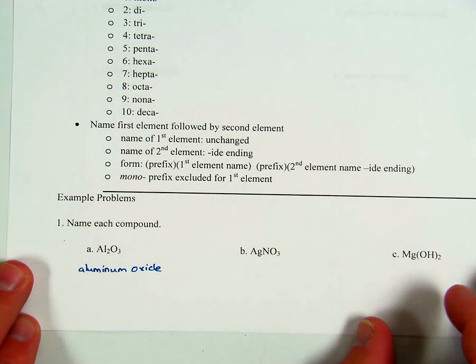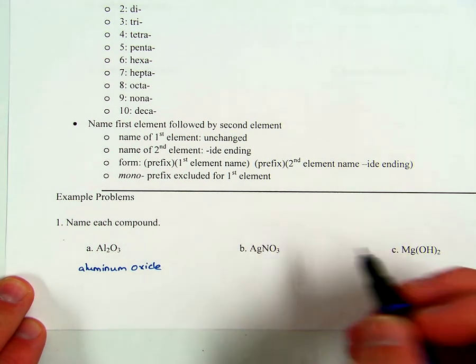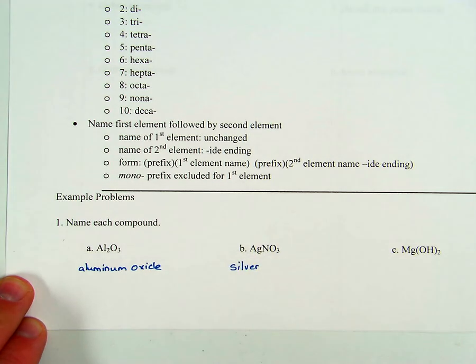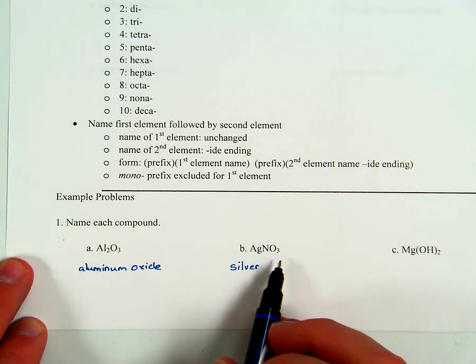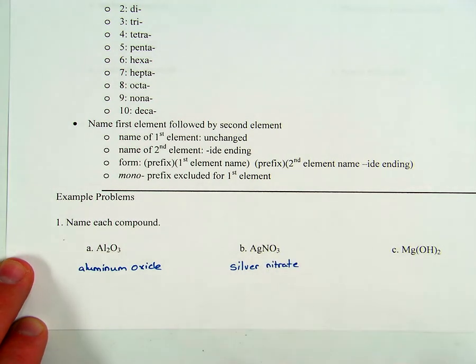Alright, next one, Ag is silver, and we saw above, all we need to do is say silver, because it's always the same charge. Silver is always 1 plus. Then NO3, you have to consult your polyatomic ion chart for that. You would see that that is named nitrate. So the name of this compound is silver nitrate.